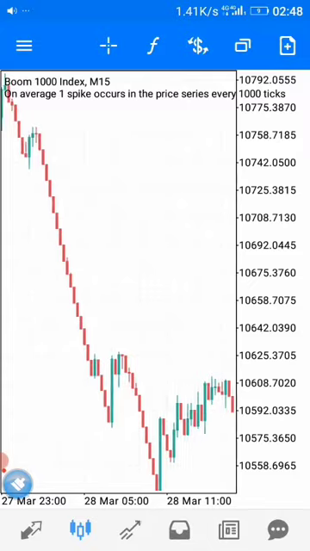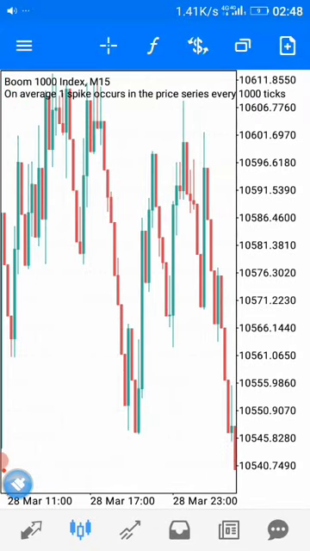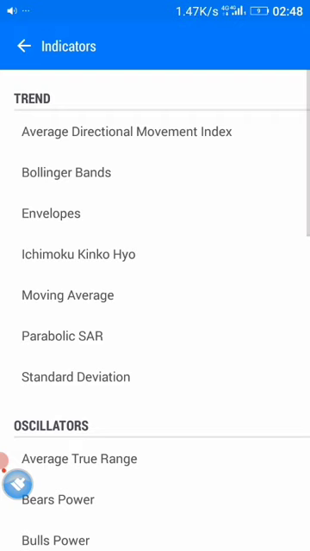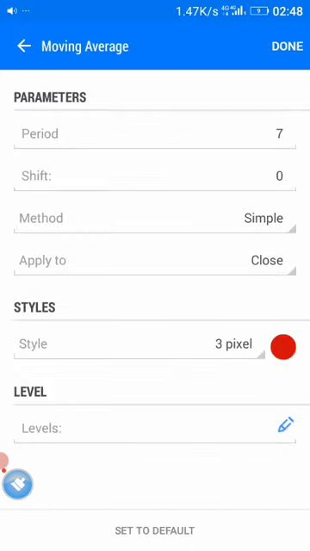I basically use two moving averages, and that is the simple moving average period 2 and the simple moving average period 7. Let's quickly add it to the chart so that we'll see how it looks. Okay, then yeah, this is the parameter for the period 7 moving average.